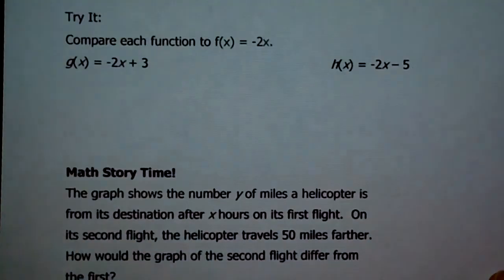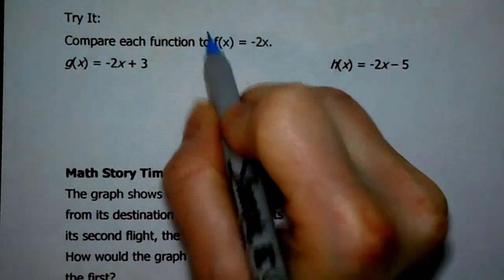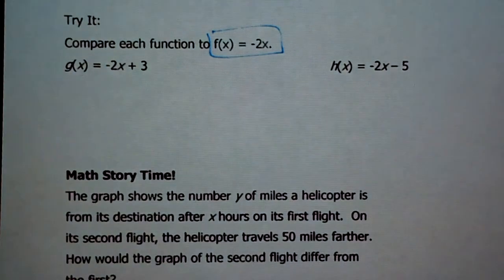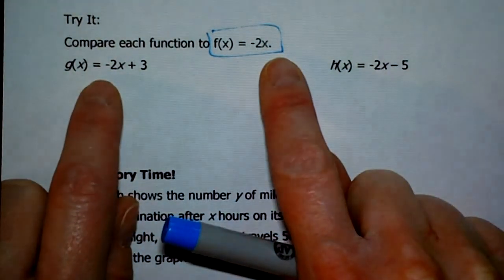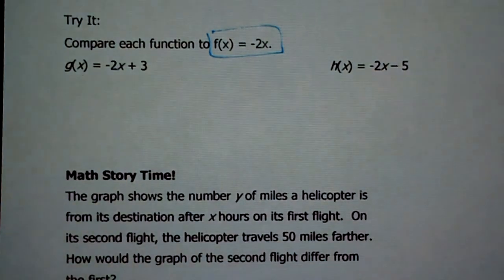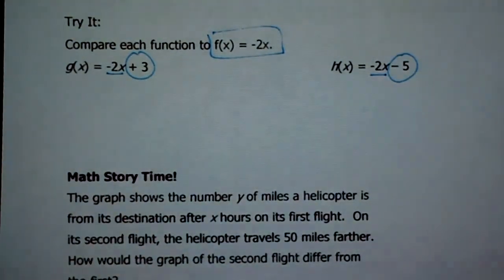Okay, so without having the graphs now, you've been given the visual image of what this looks like. Now just look at the equations. I'm giving you this as the parent right here: f of x equals negative 2x. And I want you to compare each of these to that. You're going to tell me what's happening. How is it changing? So notice that in both of these, the slope is exactly the same. The b's are different. That means there's a vertical translation going on.